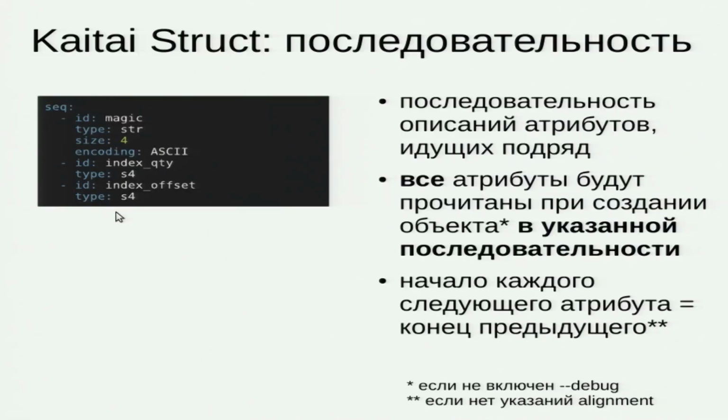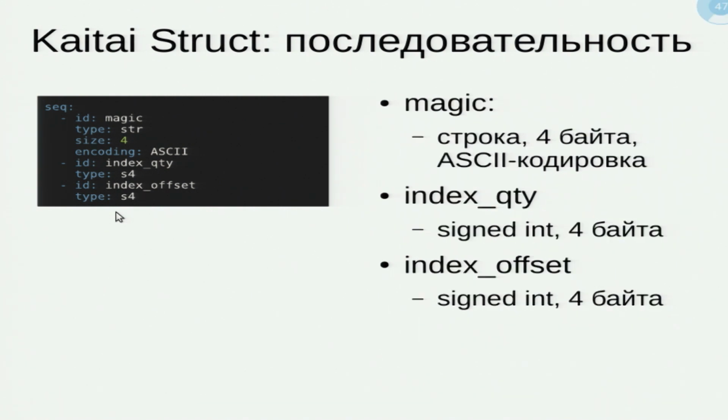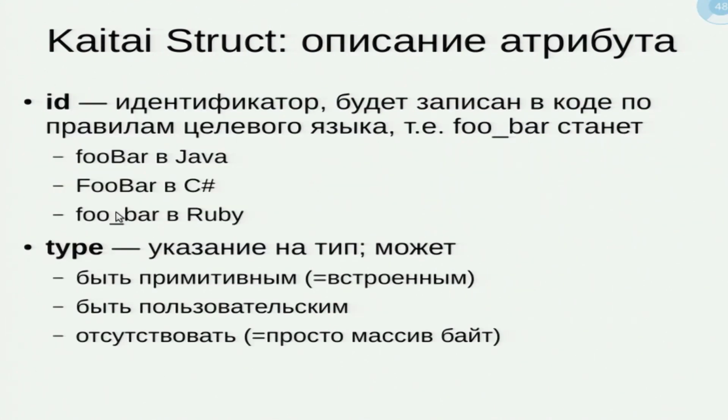Then we have the sequence of attribute descriptions that go one by one. All these attributes will be read in this sequence. The beginning of the next one is equal to the end of the previous, adjusted for alignment. Now let's see how the attributes look. There are 4 of them: line, 4 bytes, ASCII coding, magic. Index underscore QT, unsigned integer, 4 bytes, and the same for index offset.